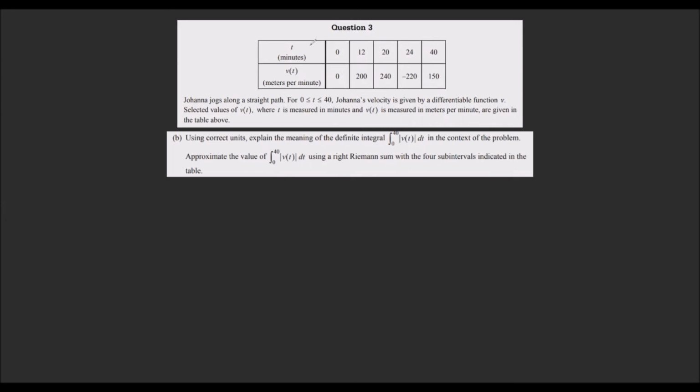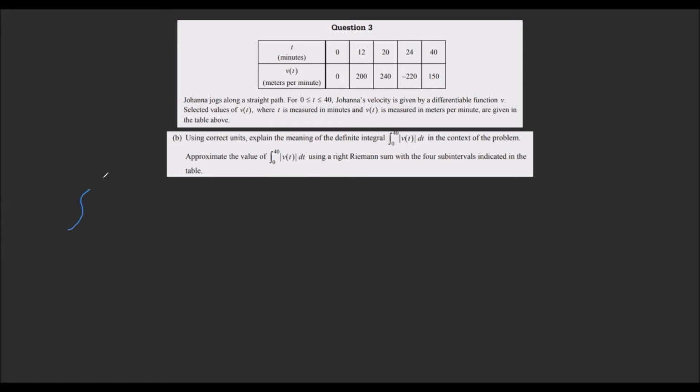We have the speed of Johanna, and we're asked to find the definite integral from 0 to 40 of the absolute value of v of t dt. What does this mean? Can we approximate it with a Riemann sum? This is the only part we're actually interested in. This, if you must know, is the total distance covered by Johanna from t equals 0 to t equals 40. But that doesn't matter. We're just trying to find what it's actually equal to.